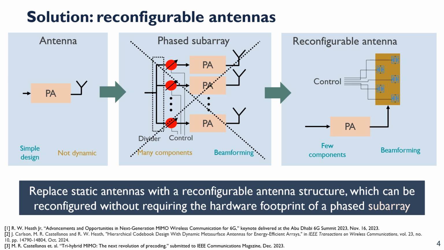We could look at the phase subarray, which is what we were just considering as our analog precoding architecture. But this would require our power dividers, our many phase shifters that have to go along with each element and power amplifiers. And so while we scale up the number of antennas, we also have to scale up all of these other different hardware components.